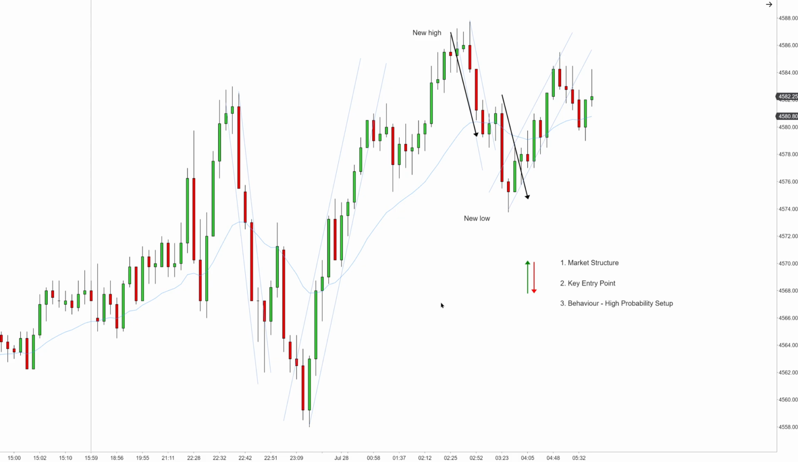Number two, do I have a key entry point? Because that is a significant place where most of the high probability setups will form. And number three, is there a high probability setup? How is the price action reacting? What is the behavior at the key entry point?